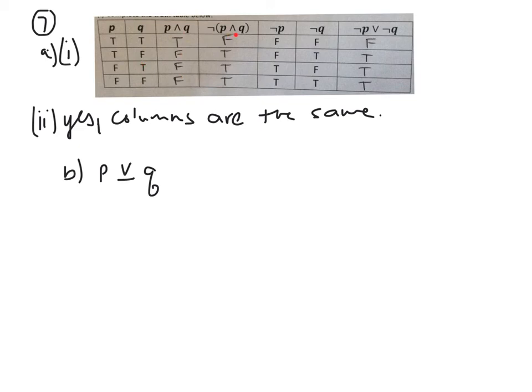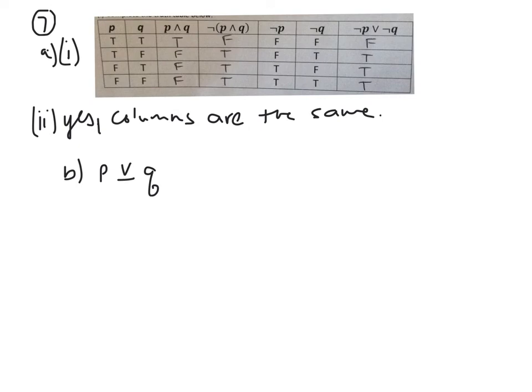Not P and Q, so you're looking at this column and just changing the truth values. So it becomes a false and then 3 trues. Not P and not Q, they already filled out for us. And then not P or not Q, so we're looking at these 2 columns. As long as there is at least one true, the whole thing is true. So the first one has 2 falses, so it's a false. Everything else has at least one true, so all 3 of those are true.